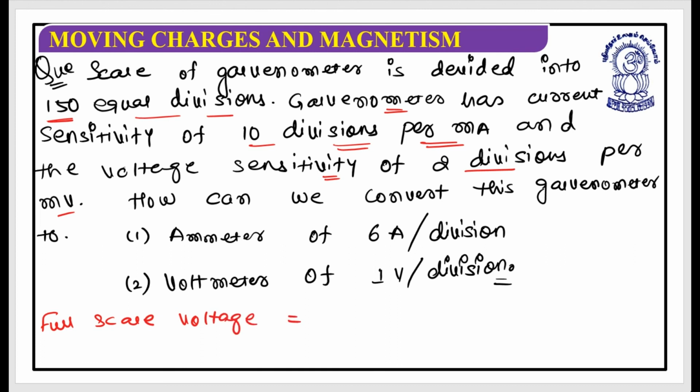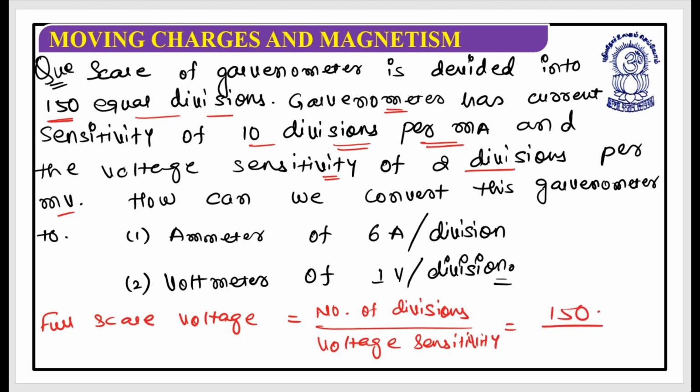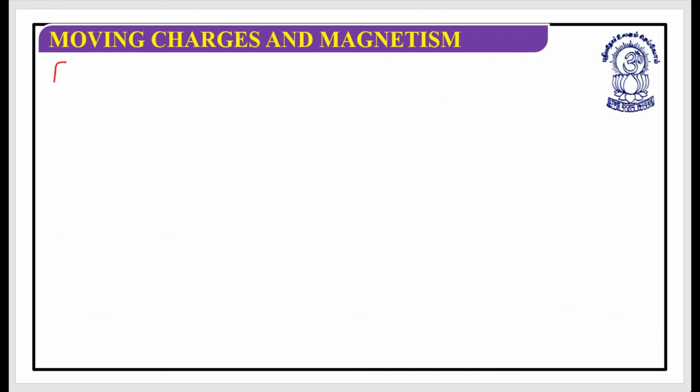So full scale voltage can be calculated as number of divisions divided by voltage sensitivity. The number of divisions is 150, and the voltage sensitivity is 2 divisions per millivolt. So if I convert this, it's 75 millivolt. Yes, millivolt has been converted. And what is the full scale current?